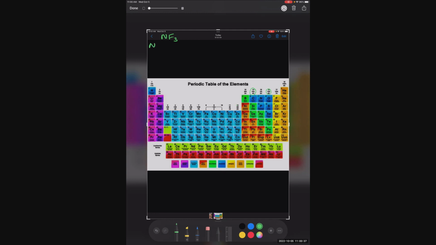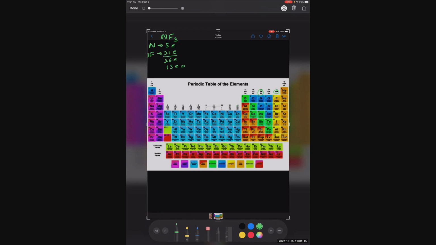Nitrogen is in the 5th group, meaning it has 5 valence electrons. Fluorine is in the 7th group. You see number 7 here. That means it has 7 valence electrons. Okay, and we have 3 fluorine atoms. That means 3 times 7, 21 electrons from the fluorine atoms. Altogether, we have 21 plus 5, 26 electrons, meaning 13 electron pairs.